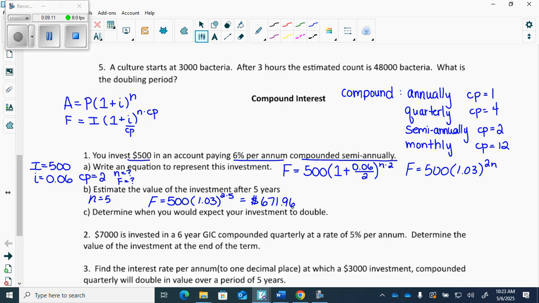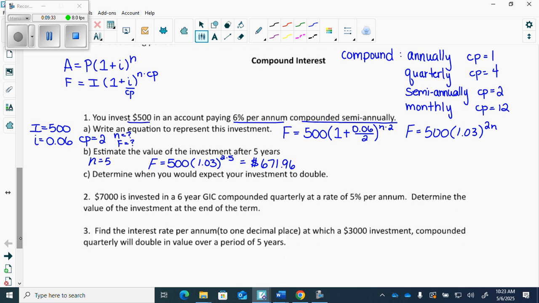Now, if I ask you how much interest she made, she didn't make that much interest, right? She walked into the bank with $500. She came out with 671.96. So she made 171.96 in interest, right? Because you take that value and subtract off the 500 she walked into the bank. Okay? Okay, this one says, determine when you would expect your investment to double. So now we're looking for N.